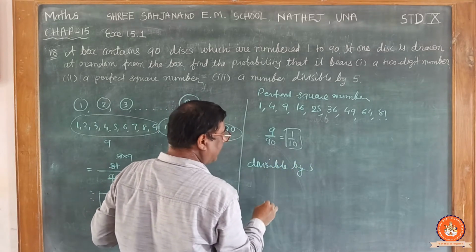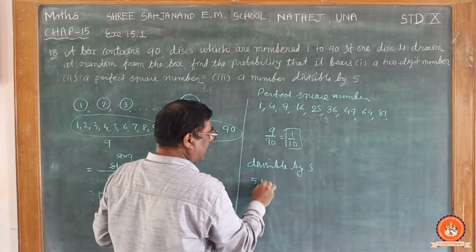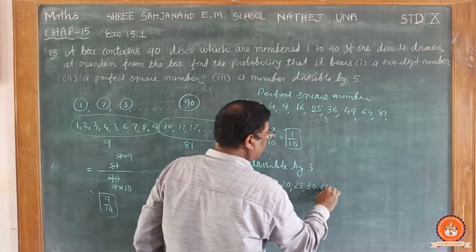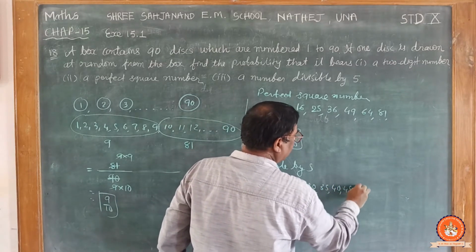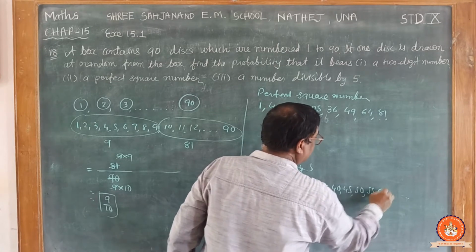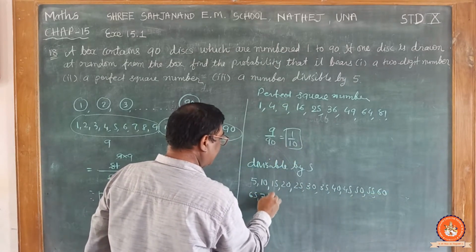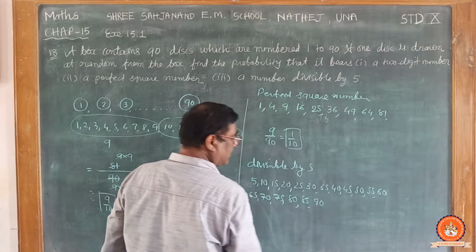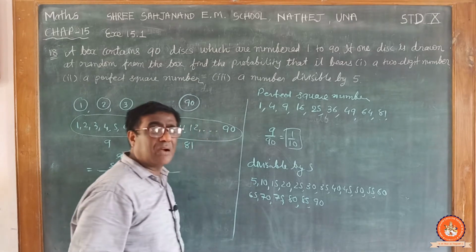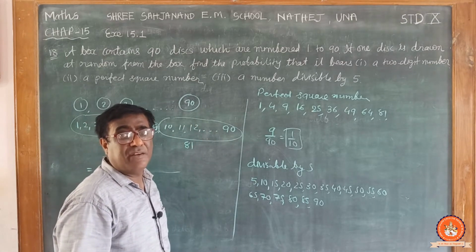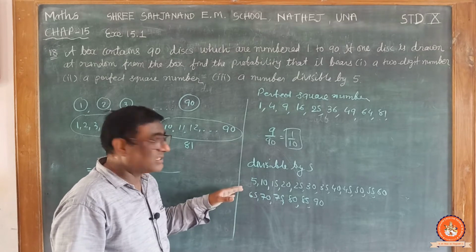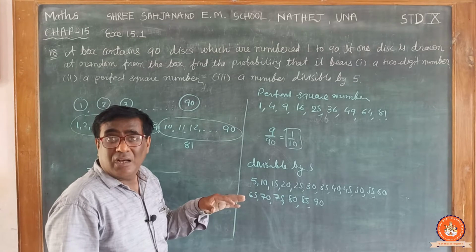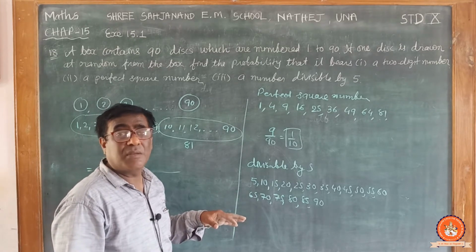From the numbers 1 to 90, it starts with 5, then 10, 15, 20, 25, 30, 35, 40, 45, 50, 55, 60, 65, 70, 75, 80, 85, and 90. So obviously you can count it. There are 18 numbers because 18 fives are 90. So 18 discs will be there on which a number divisible by 5 is written.